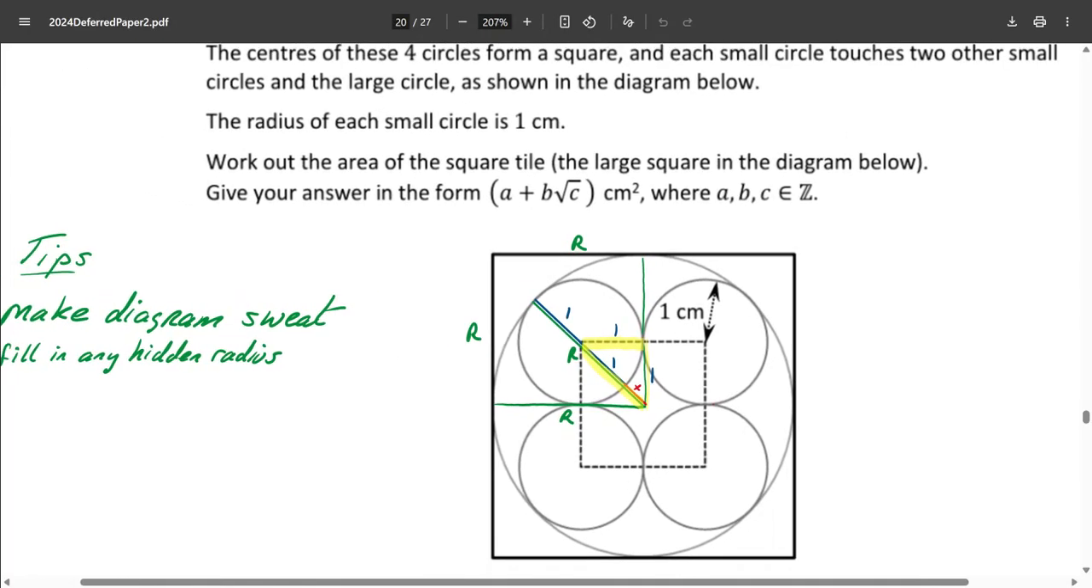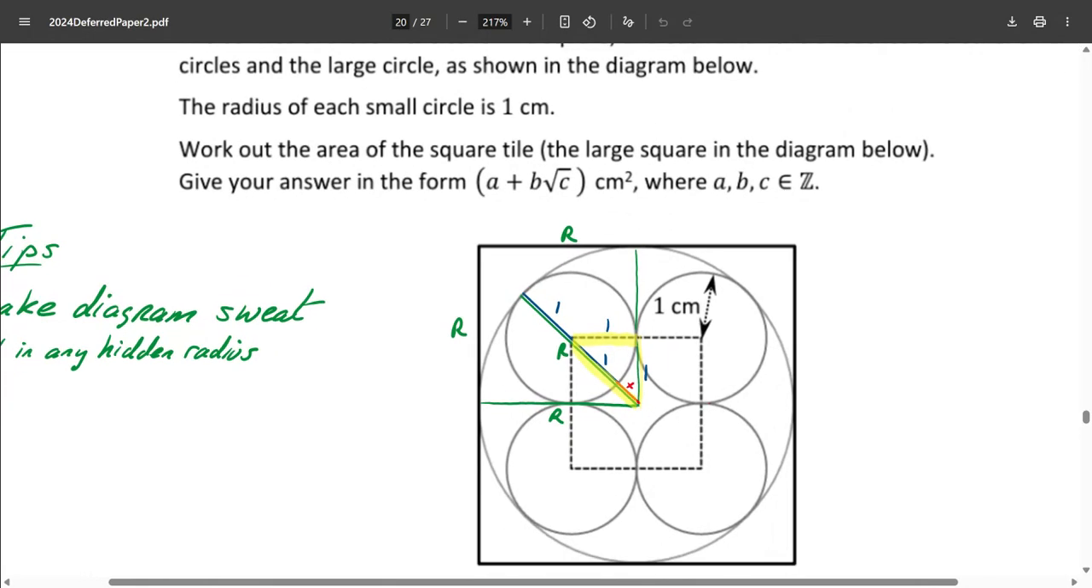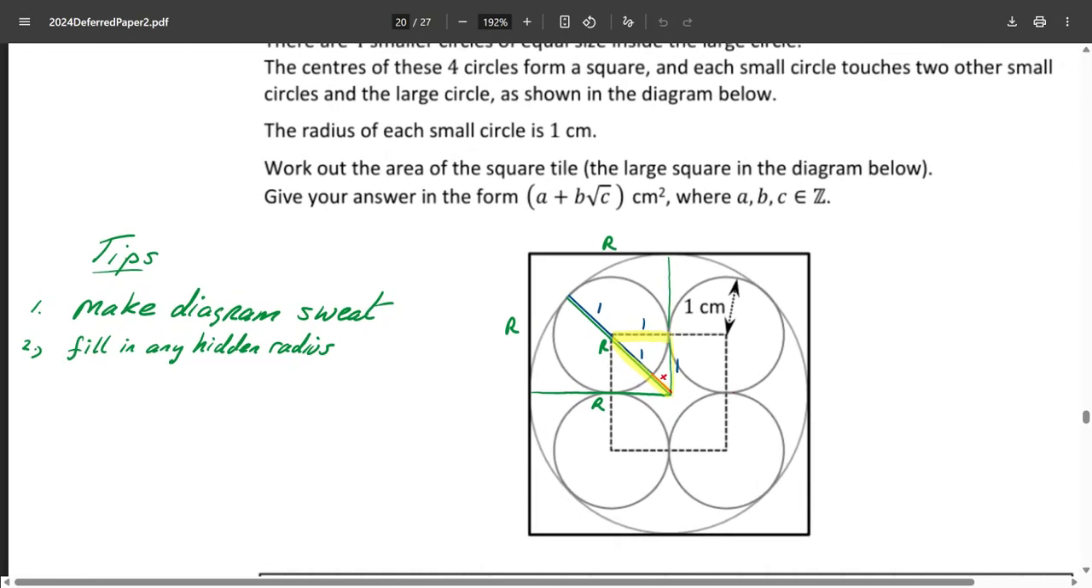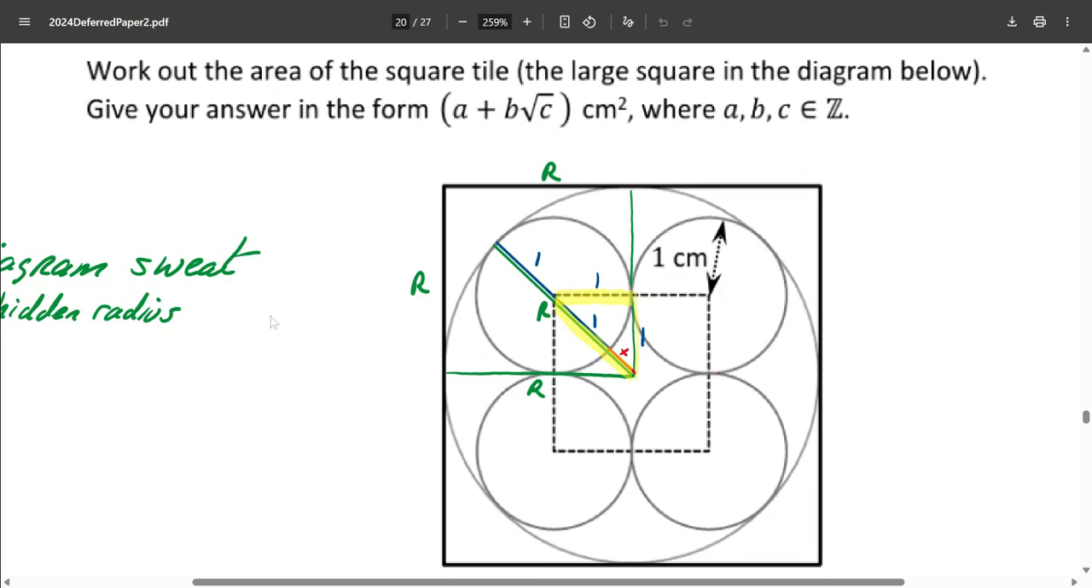Okay, the next thing, fill in what you know. The same techniques as I've said before in other questions on paper 2 especially, fill in any hidden radius. That's always a big technique. So I'm going to do that. I'm going to fill in, well, the one was given to us over here, but I'm going to fill in over here where it's more use to me.